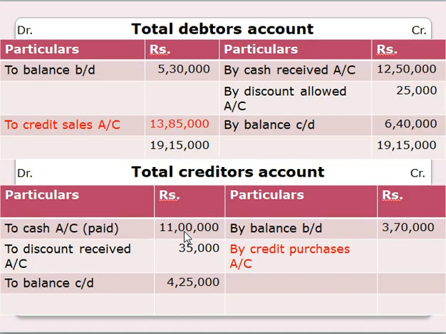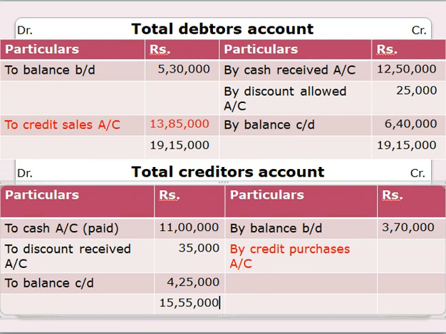Next, we have to add the amount of the debit column, which gives you 15,55,000. We have to balance the same amount in the credit column also, which is 15,55,000. We have to deduct 3,70,000 from 15,55,000, which gives you 11,85,000. So our credit purchases is 11,85,000. We have found the amount of credit sales and credit purchases.